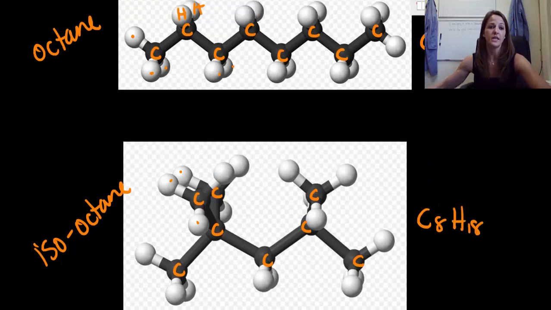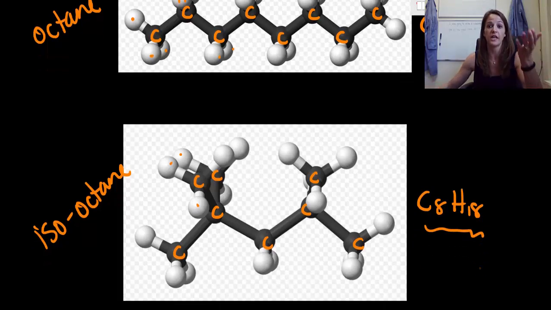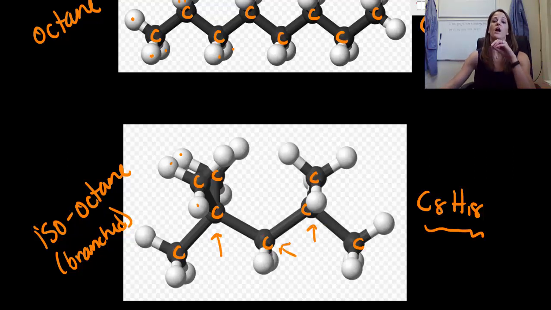So octane and iso-octane both have the exact same molecular formula, but looking at these pictures they clearly have very different geometries. We could refer to iso-octane as something with a branched geometry. And if we wanted to, we could assign the geometry of every single one of these carbon atoms when it's a central atom. Let's look at some more examples and see if this makes sense.